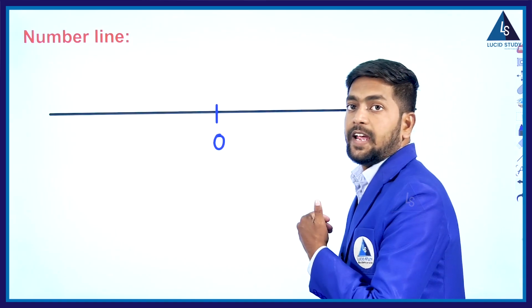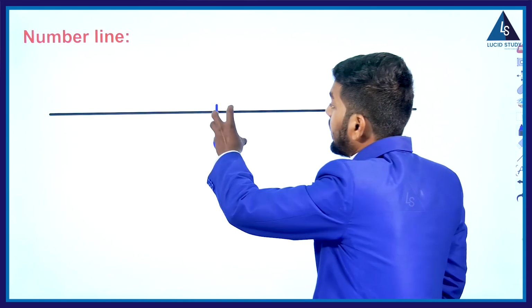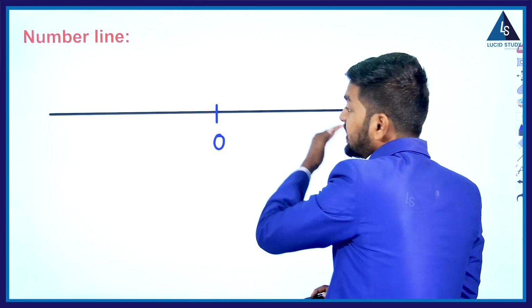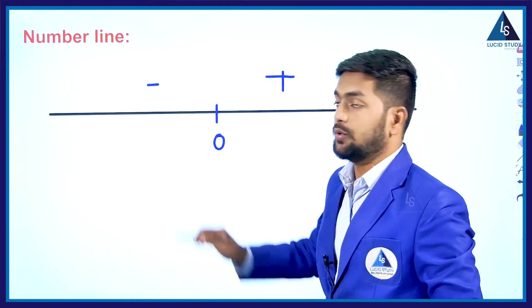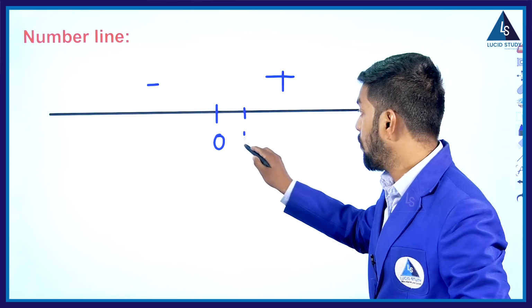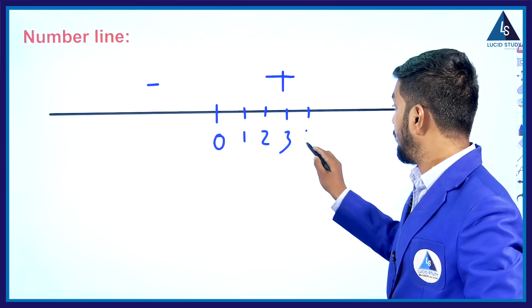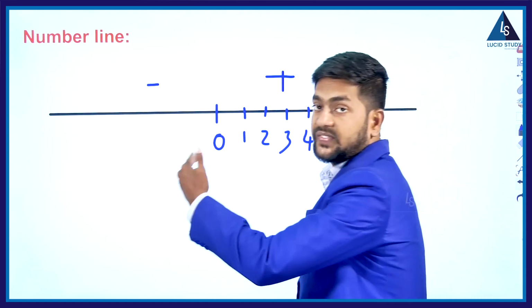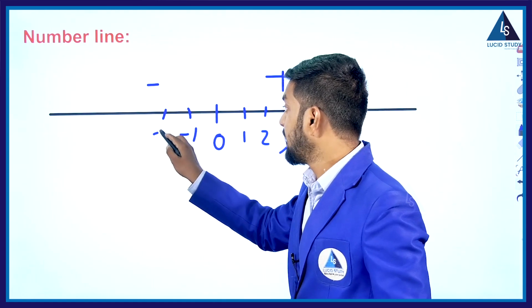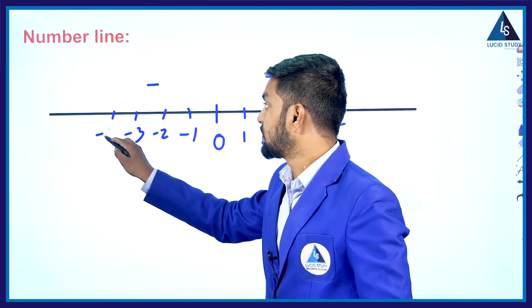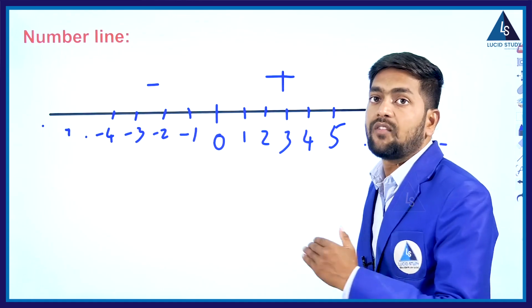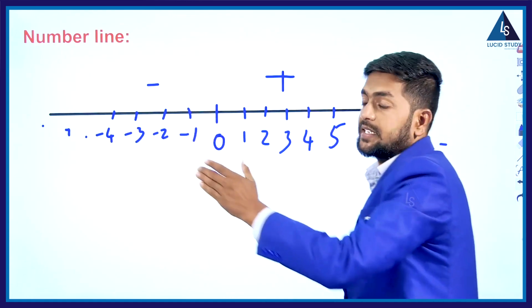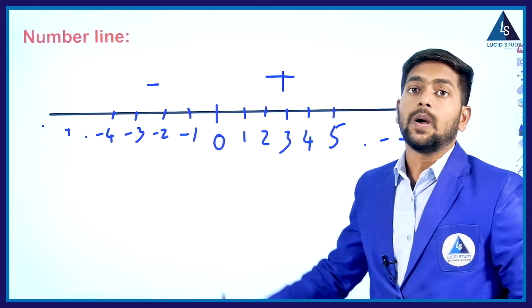Now we'll see the number line. We have taken a number line, and here we are taking 0. The right side of 0 will become positive values and the left side of 0 will become negative values. Here we have 1, 2, 3, 4, 5, and from the left side we will have -1, -2, -3, -4 and it goes on. The left side of 0 will be negative numbers and the right side of 0 will be positive numbers.